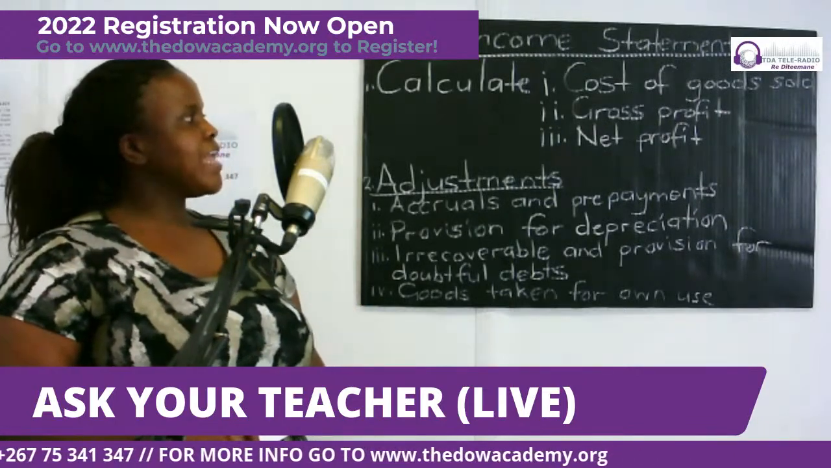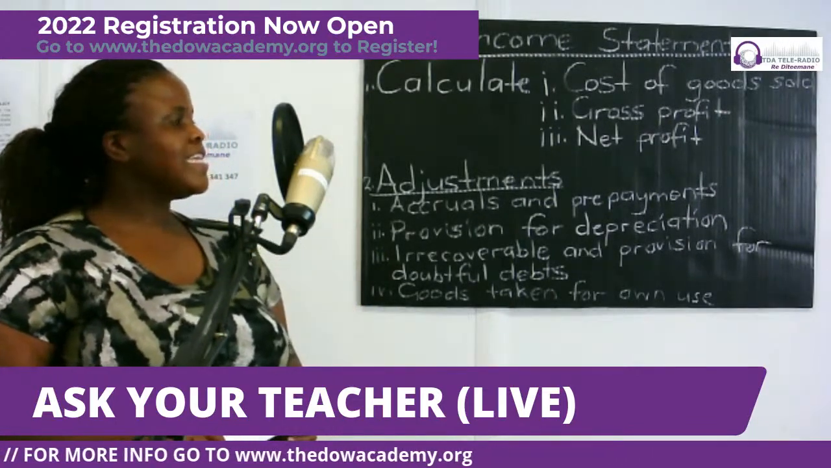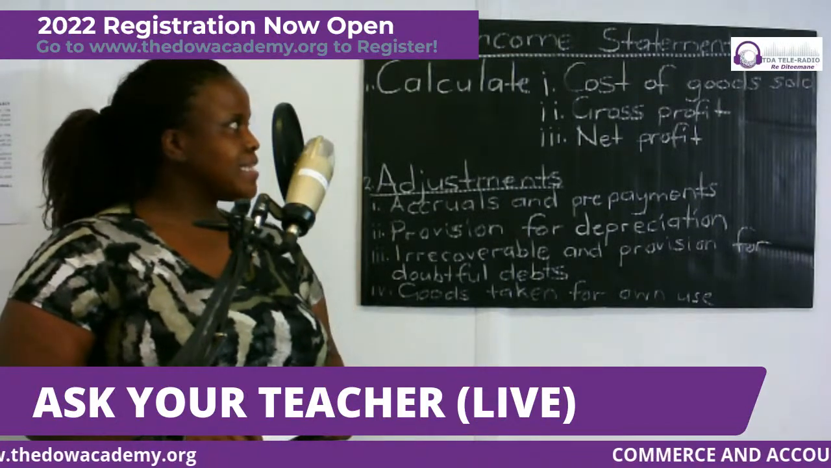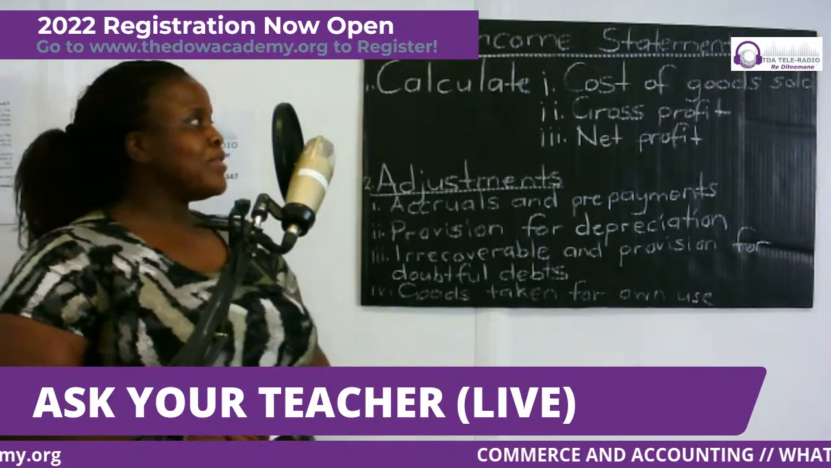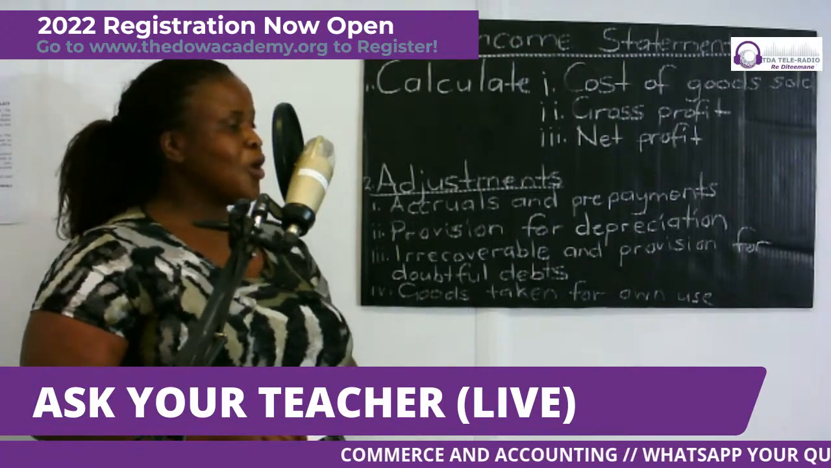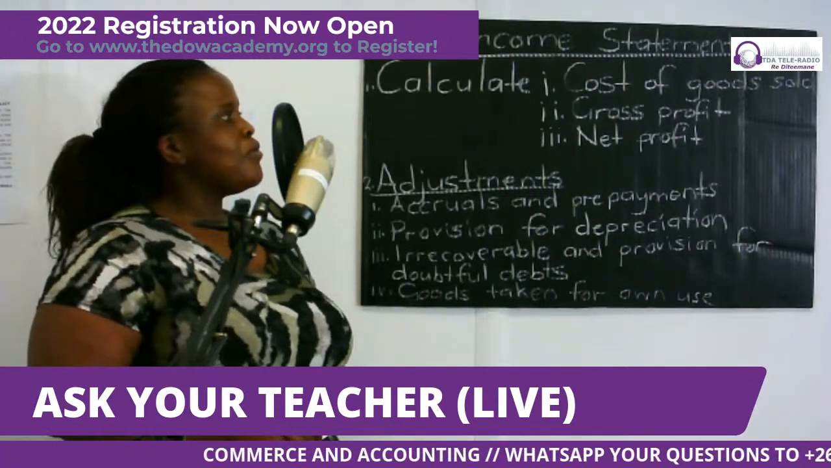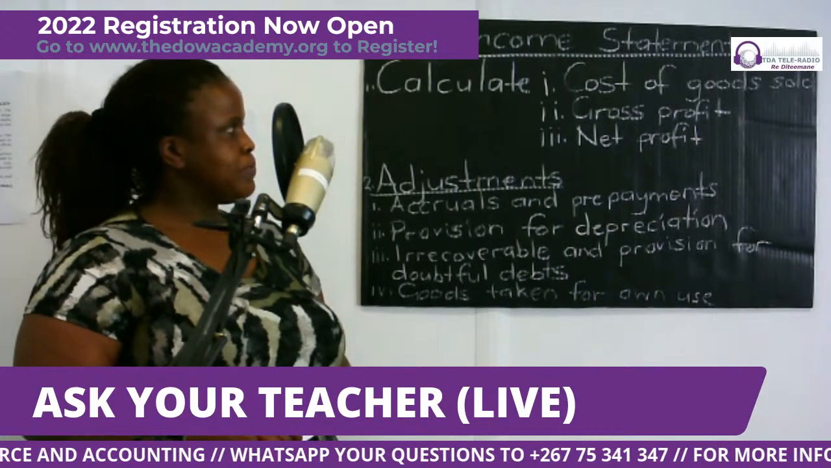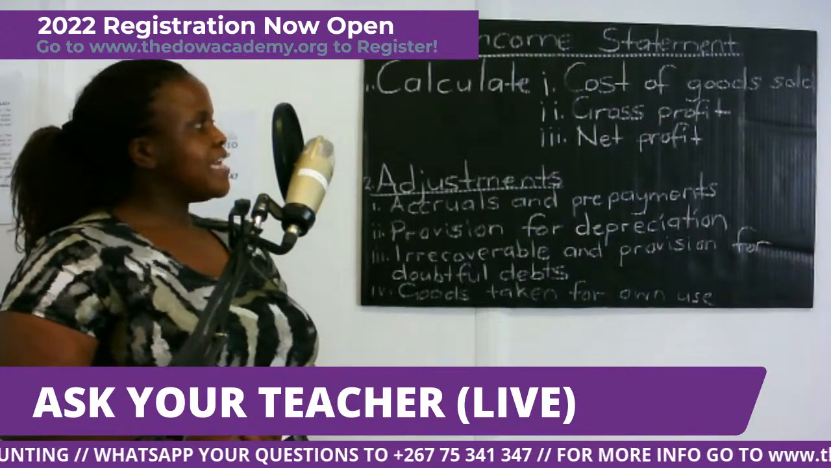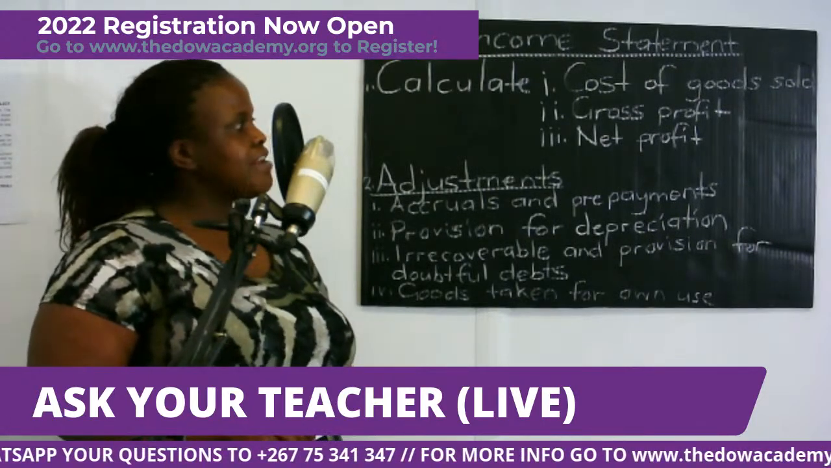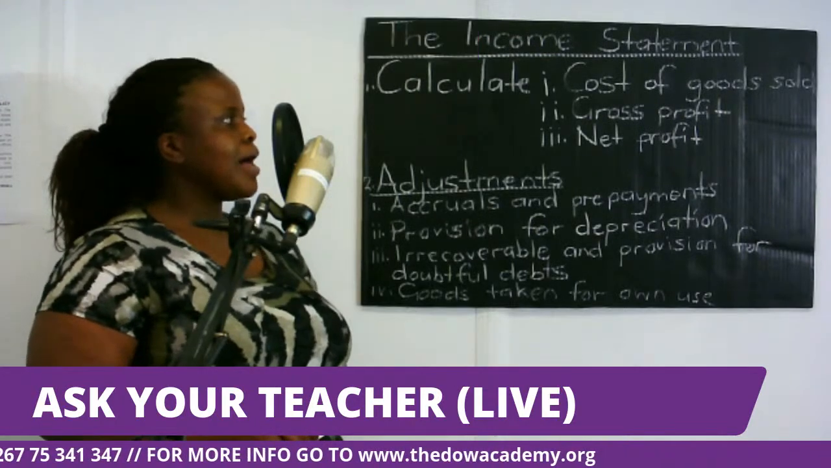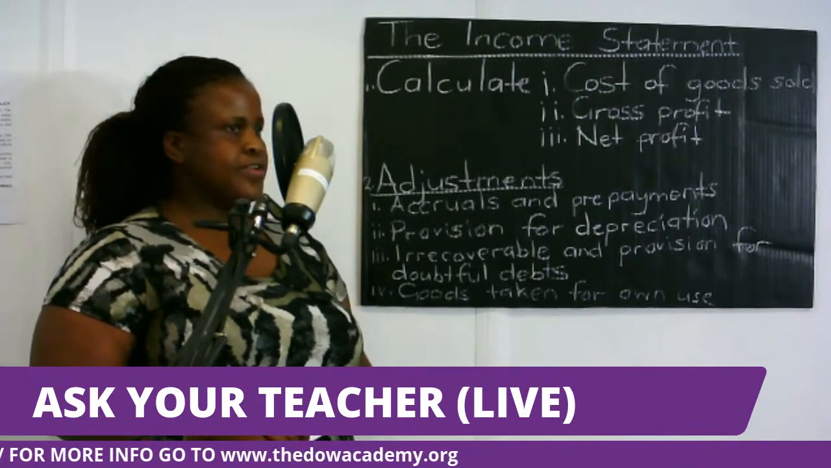So we are going to have a recap of the lesson. What is it that we covered today? We were looking at the income statement. So you should be able to calculate your cost of goods sold. I hope you remember how we calculate cost of goods sold. It is calculated by the simple formula, opening inventory, we add our purchases and then we subtract our closing inventory.